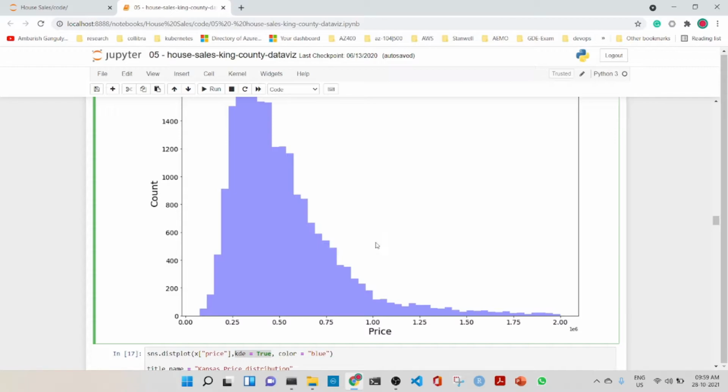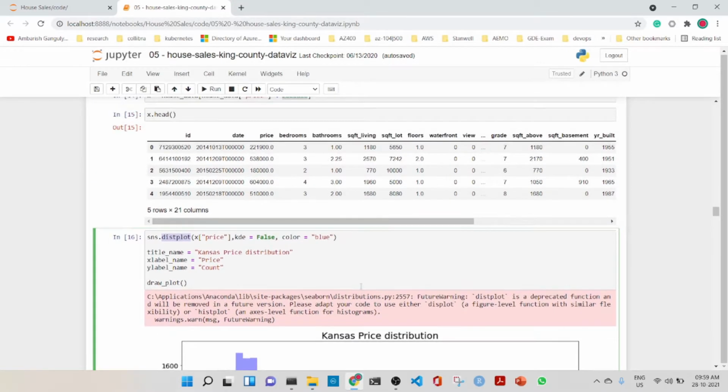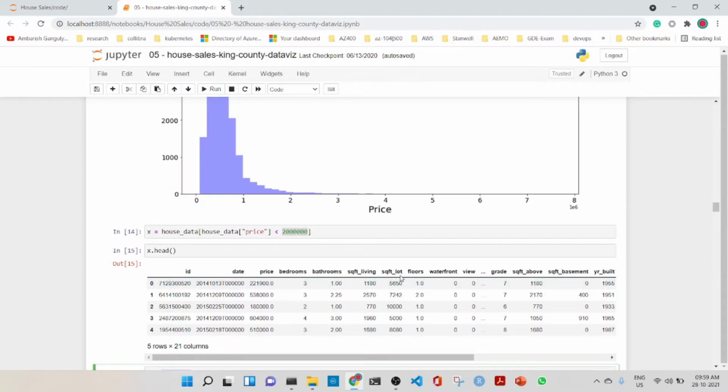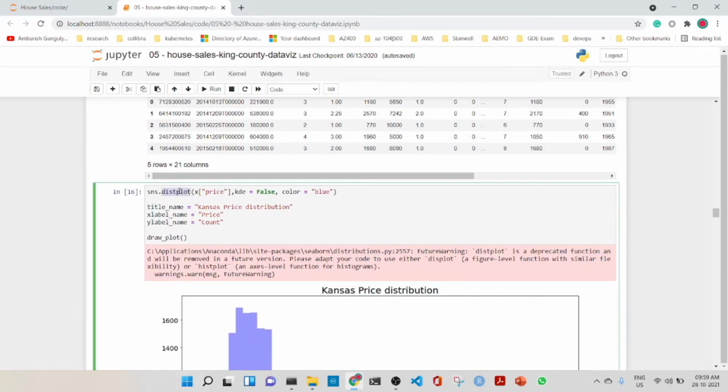So here we see that most of the houses are less than 500,000. So this is a technique that you can do. If there are too many outliers, you reduce the range and you can get a much better plot. So what is the takeaway here? Here we are using the plot to create a very good histogram.